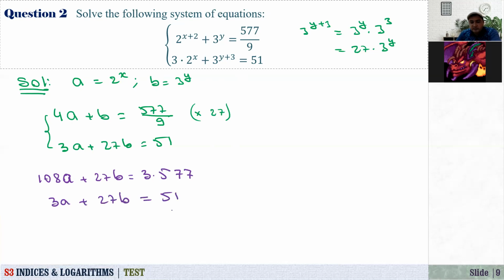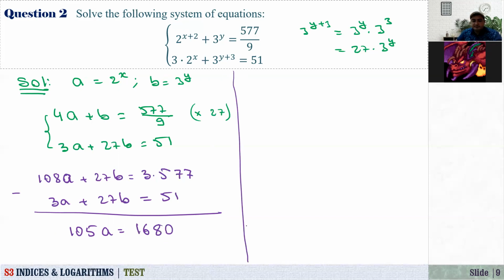That's equal to 51. Now, if you subtract the second equation from the first one, 108 minus 3, that is 105a. 27 minus 27, that's equal to 0. And how about 3 times 577? 3 times 577 minus 51, that's equal to 1680. Let's continue from here.